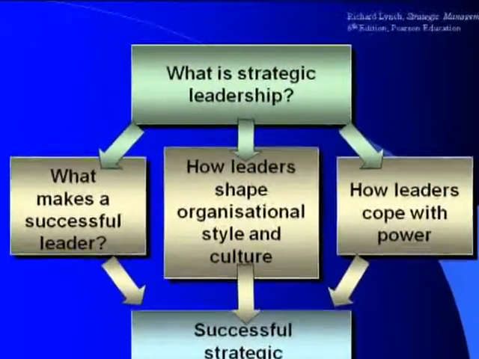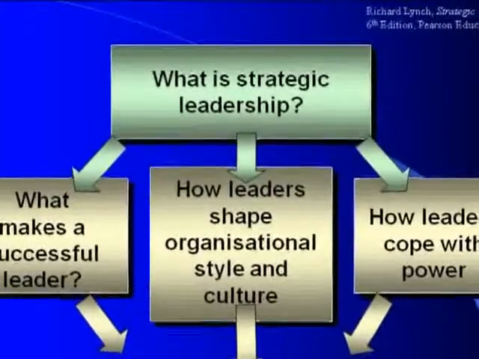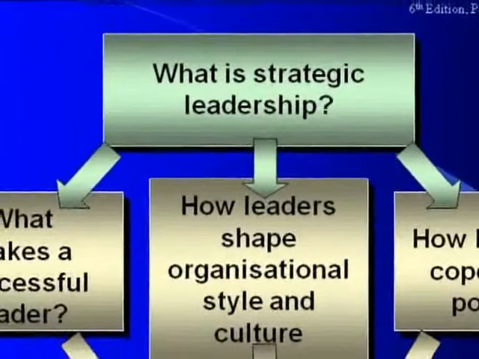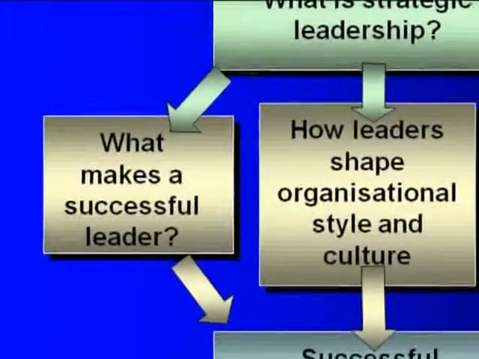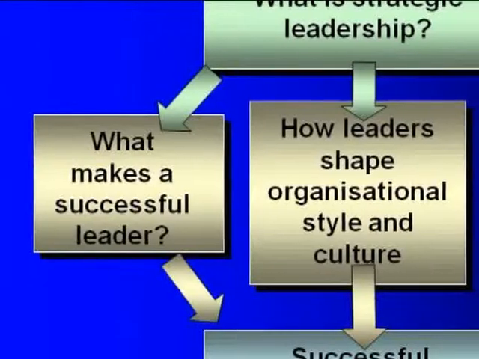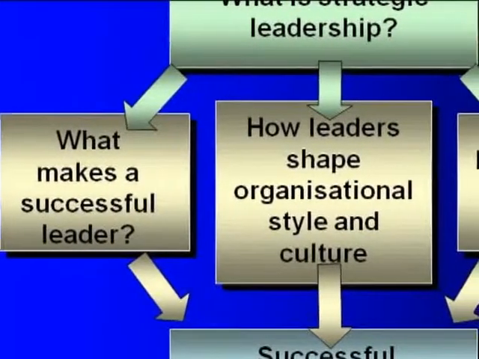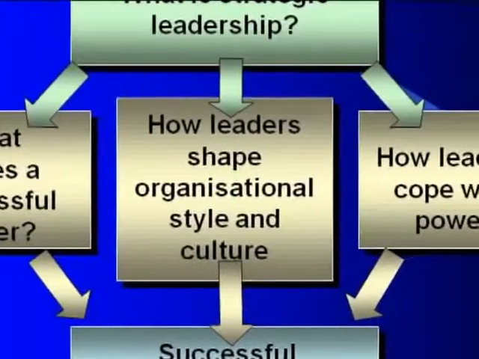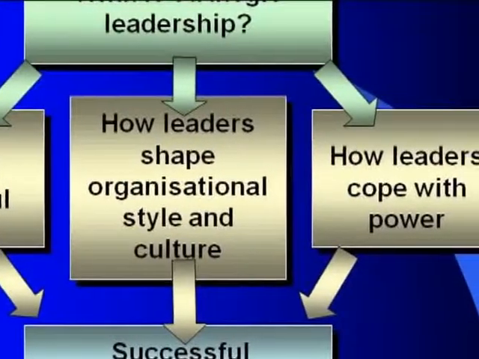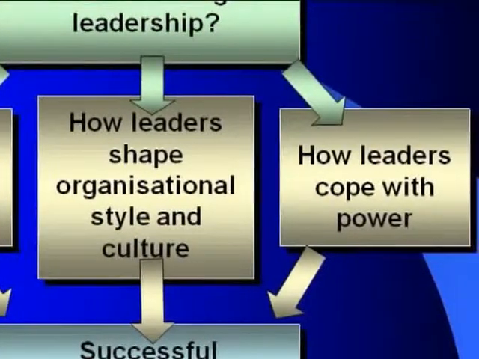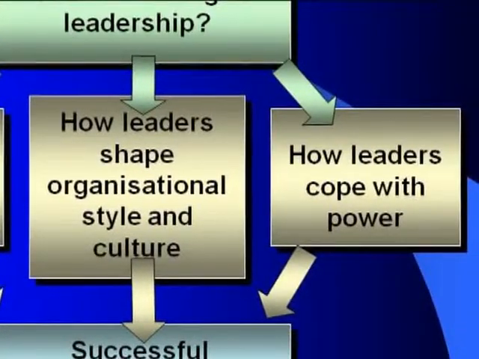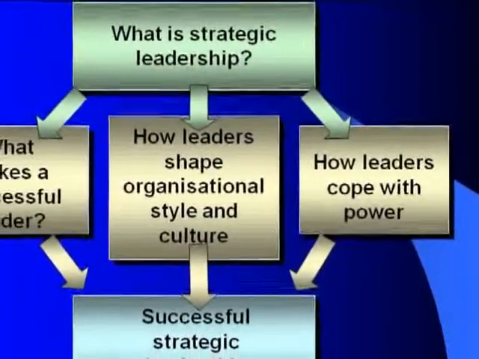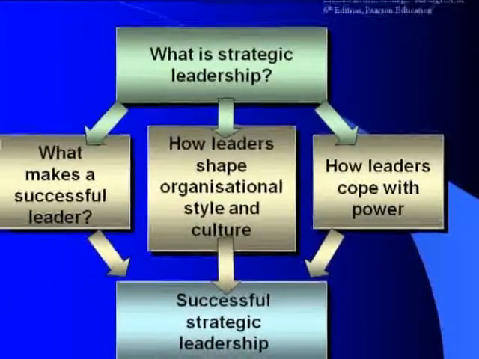This chapter explores this topic by first considering the nature of strategic leadership. It then looks at three major components, namely the factors that make a good leader, how leaders can shape organisations using culture and style, and how leaders cope with power in the organisation. Finally, the chapter addresses the five specific components of successful strategic leadership.